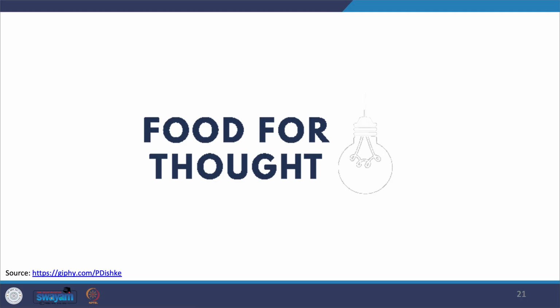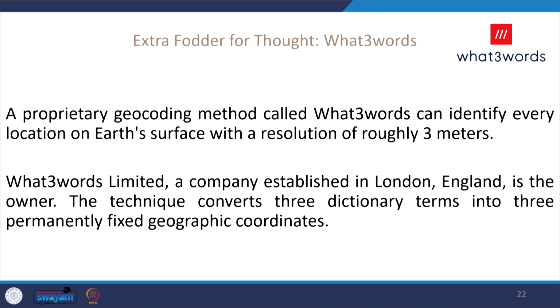Now we finally get to another exciting element, which is food for thought, and as explained in the beginning, we'll be learning about what3words. This is a proprietary geocoding method called what3words, used to identify every location on Earth's surface with a resolution of roughly 3 meters. What3words Limited is a company established in London, England, and the technique they use converts three dictionary terms into permanently fixed geographic coordinates.